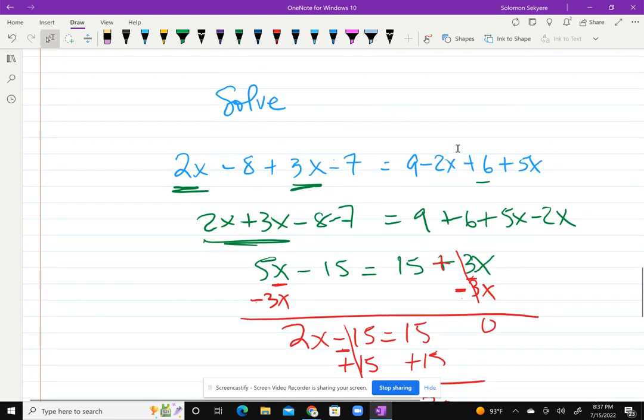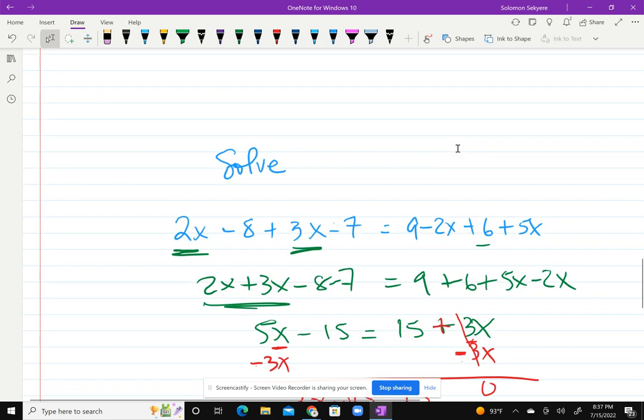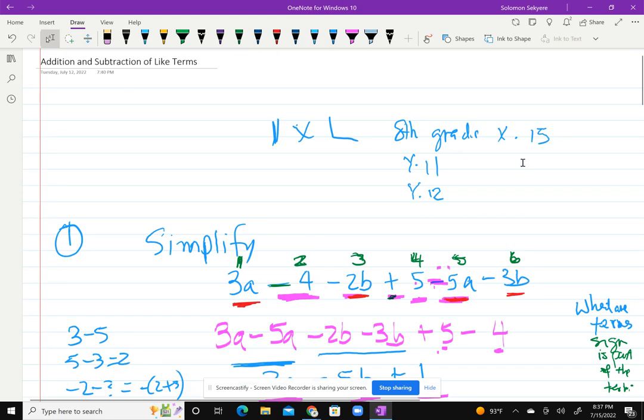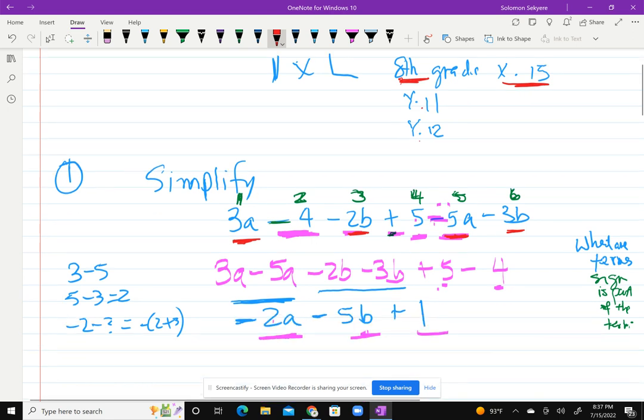All right, and keep on practicing. That's your IXL exercises. I'll send you more sheets. Go to IXL 8th grade, practice X15, Y11, and Y12. Keep on practicing. Send me questions.